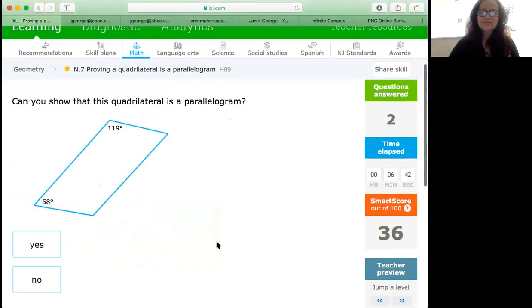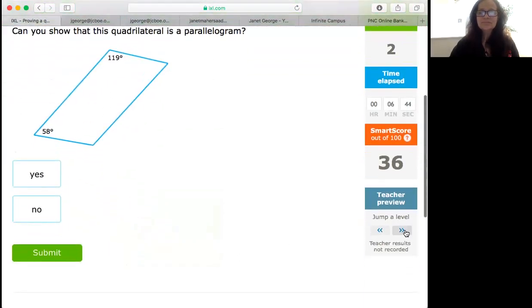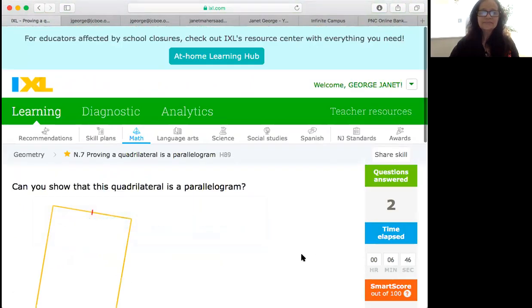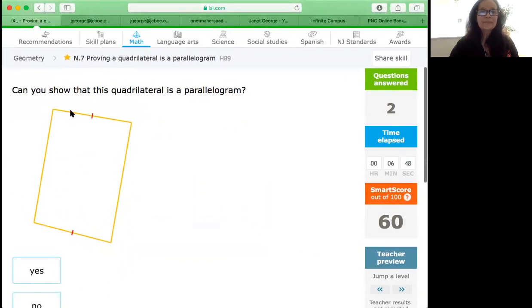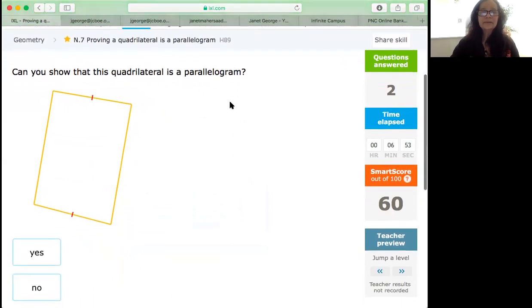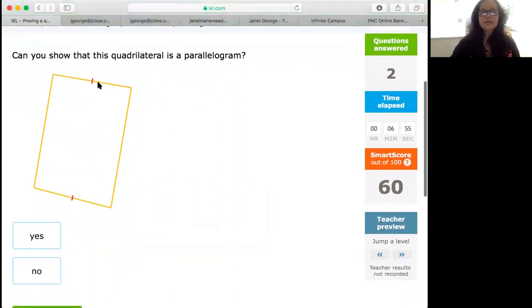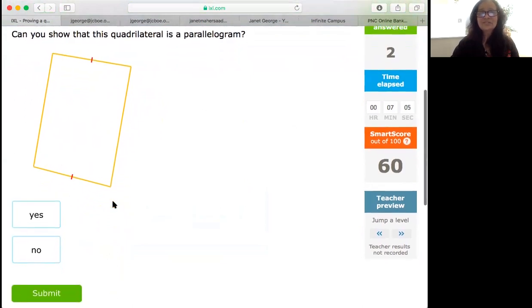Let's jump to another level. All right, can you show that this quadrilateral is a parallelogram? Okay, so they are equal. You know that the tally marks tell you they are equal. But are they parallel? Do we have enough information?